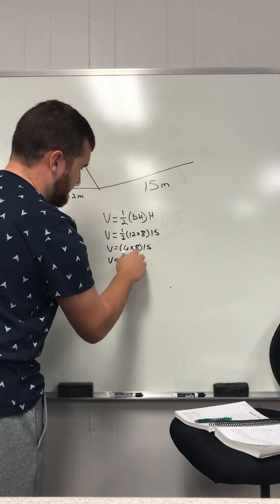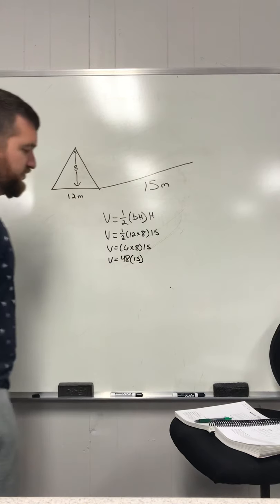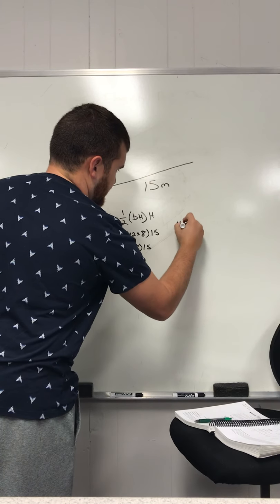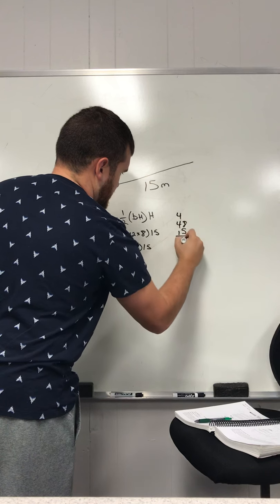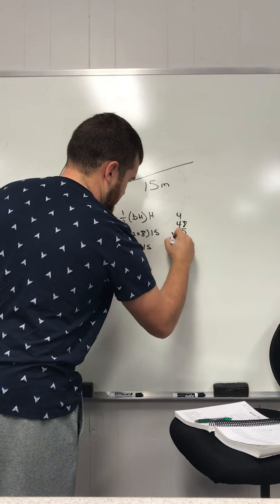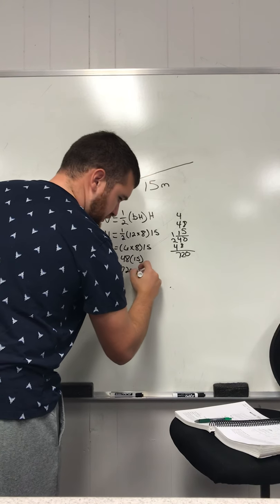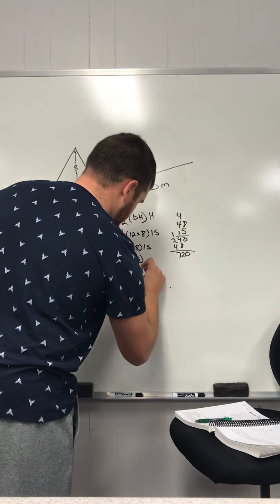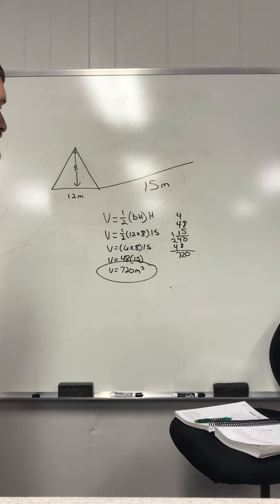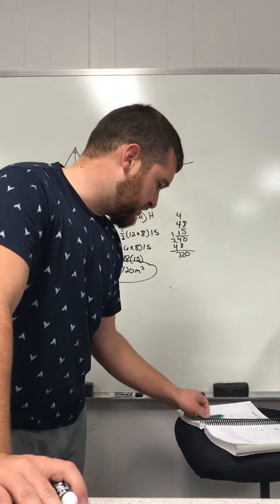V equals 6 times 8 is 48 times 15. 48 times 15. Work it out on the side. 720 meters. Okay. There's your answer. Not too bad. That's how you work that out because it's a triangular prism. You're gonna do the exact same thing on the next one.